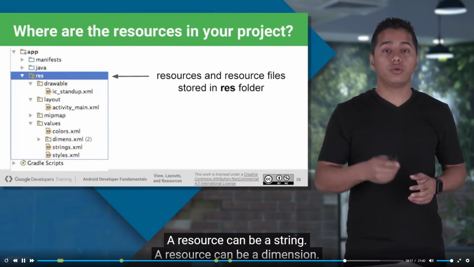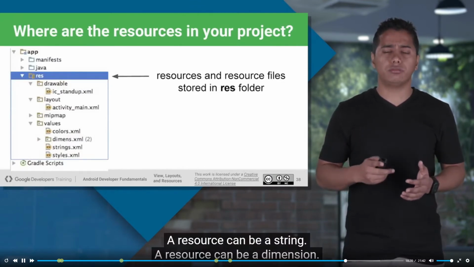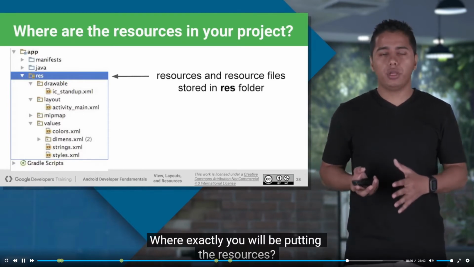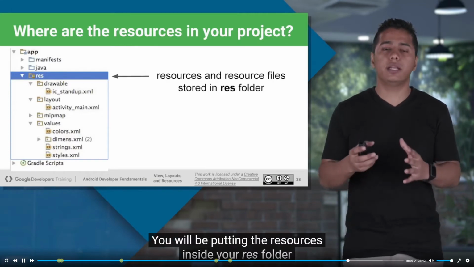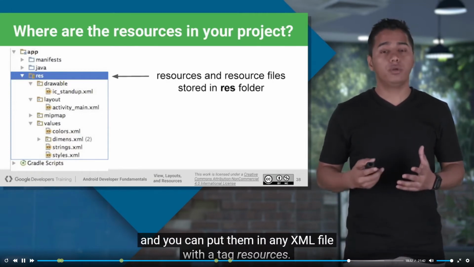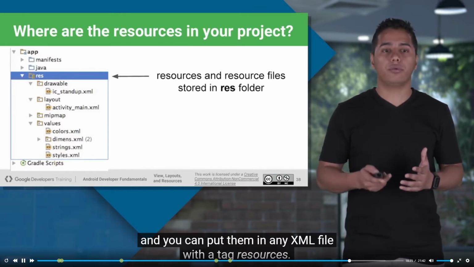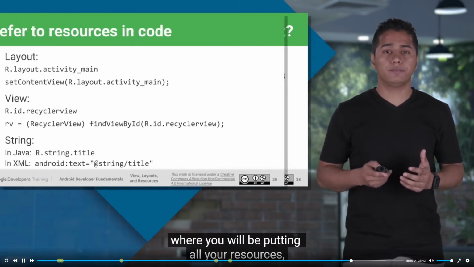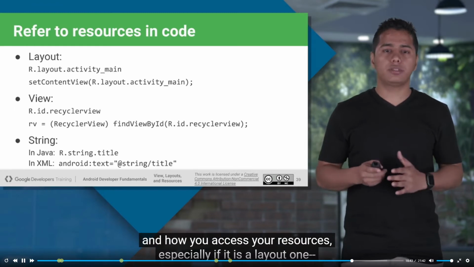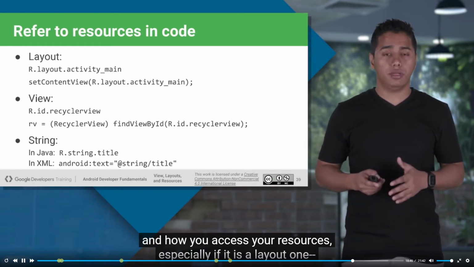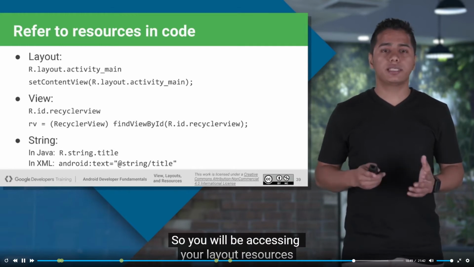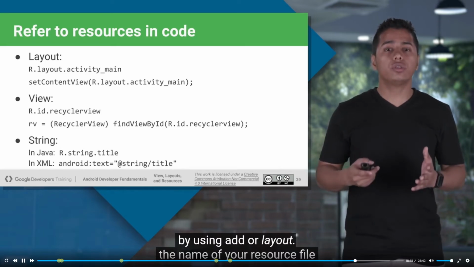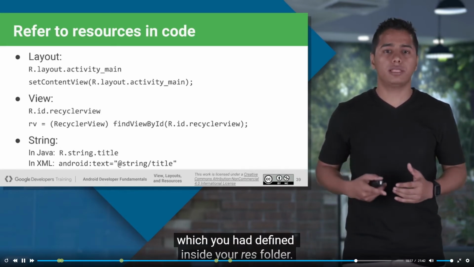So a resource can be a string, a dimension, an image, an audio file, a text file. So where exactly will you be putting the resources? You will be putting the resources inside your res folder, and you can put them in any XML file with a resources tag. So res is the folder where you will be putting all your resources, and how you access your resources, especially if it is a layout one: you will access your layout resources by using R.layout, then the name of your resource file which you have defined inside your res folder.